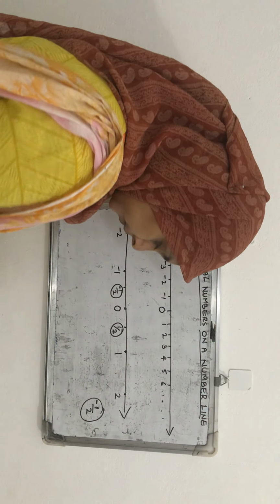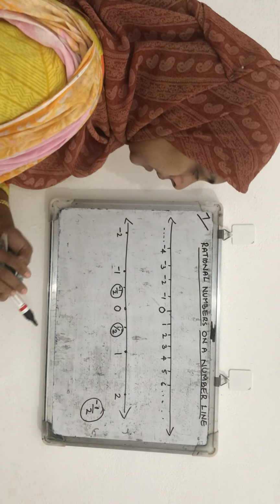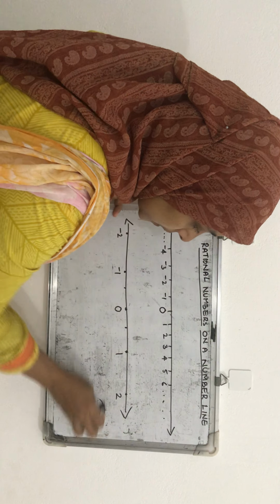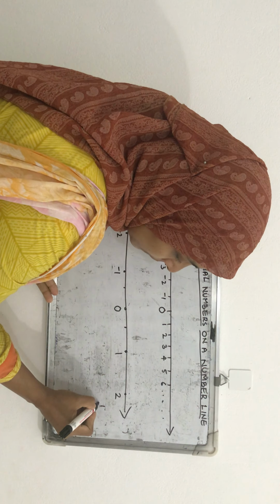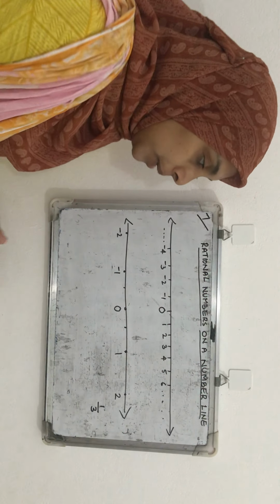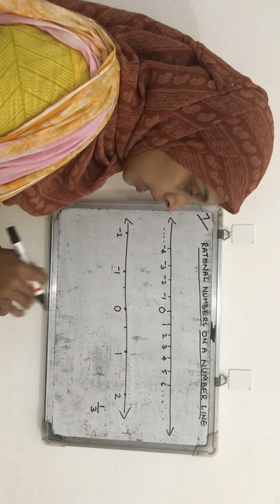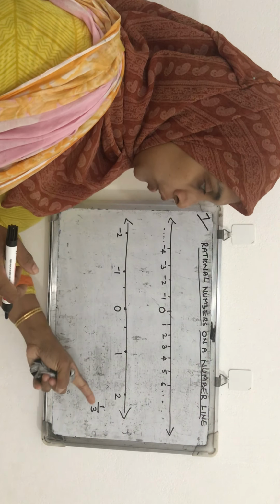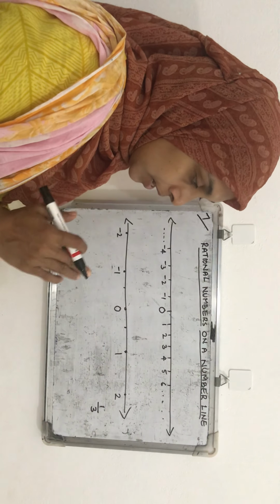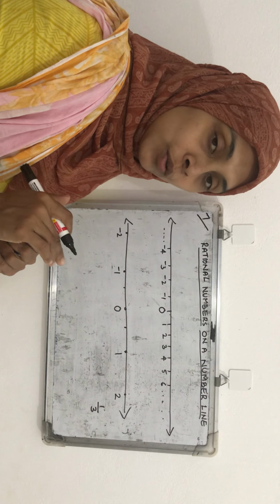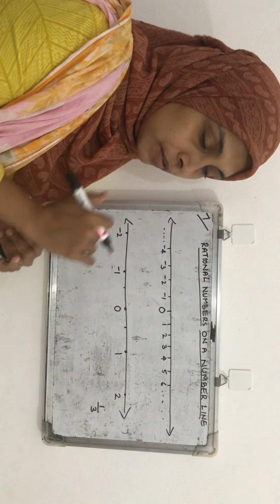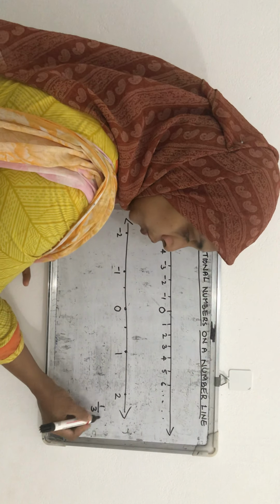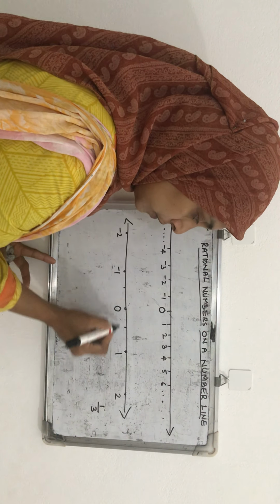Now suppose we want to represent another rational number. 1 by 2 and -1 by 2 we already represented. If the question is 1 by 3, we know 1 by 3 also lies in between 0 and 1. All proper fractions, that is, where the numerator is less than the denominator, lie in between 0 and 1. Next we check that this is positive also, so we represent it between 0 and 1.